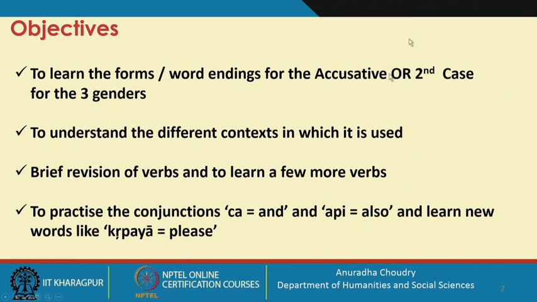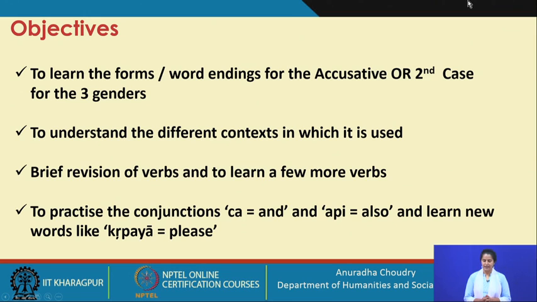The objectives of this particular session will be to learn the forms and word endings for the accusative or the second case for all the three genders, for nouns as well as pronouns, as we have been doing in our previous sessions. Secondly, to understand the different contexts in which it is used. And then we'll do a brief revision of the verbs that we've seen, because you've been introduced to a few more verbs in our previous sessions now. And then to learn a few more verbs so that you have a bigger vocabulary of verbs. And then finally, to practice the conjunctions that we had briefly looked at, like cha, which means and, and also api, which is also, and also to learn new words like please, avashyam, etc.